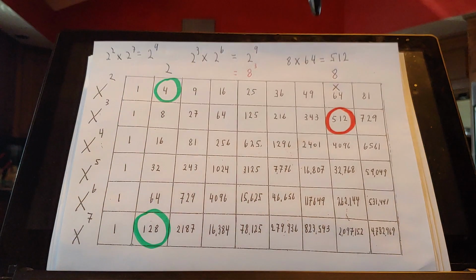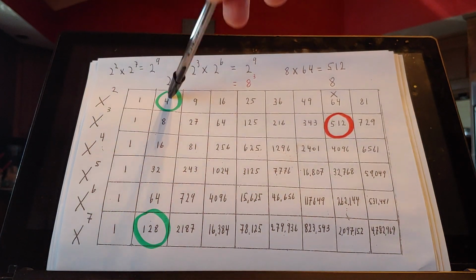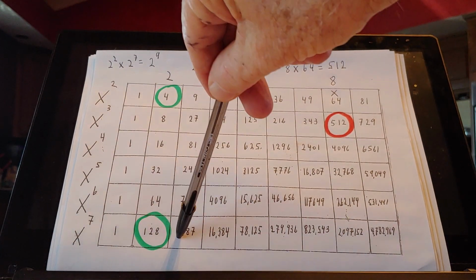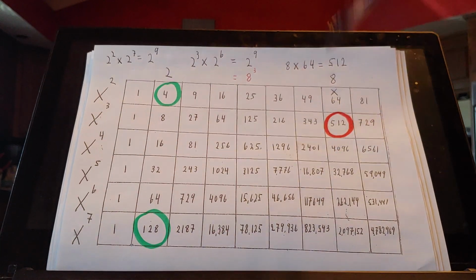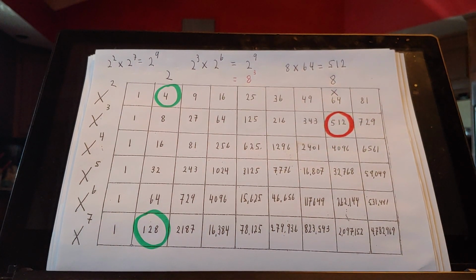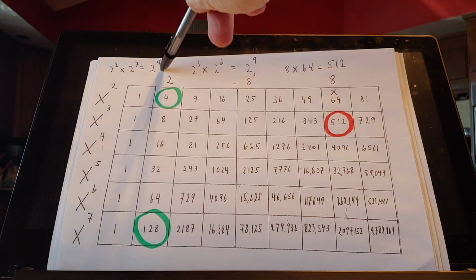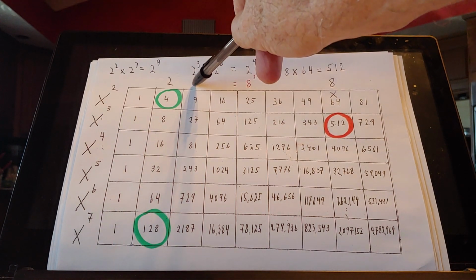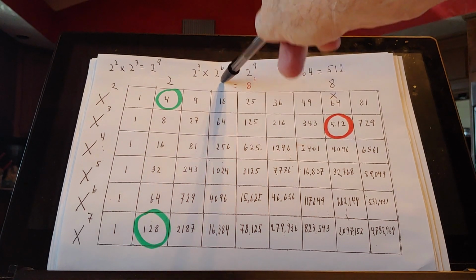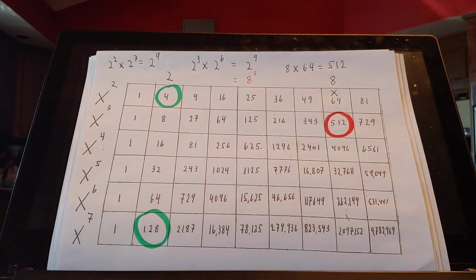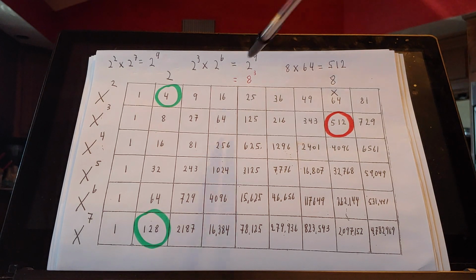Now, 2 squared times 2 to the 7th to get it to be 8 to the 3rd. Well, 2 squared times 2 to the 7th is 2 to the 9th. That's 2 to the 3rd times 2 to the 6th, which is also 2 to the 9th. And we know that 2 to the 3rd is 8. So we can do it like that and get 8 to the 3rd.